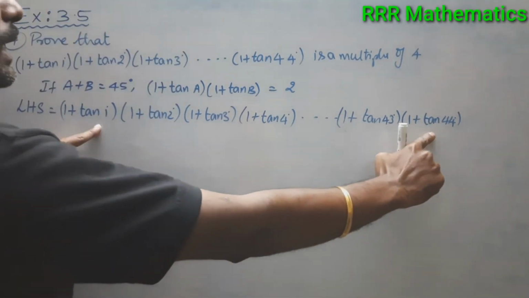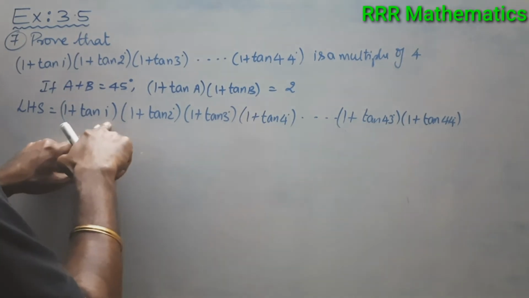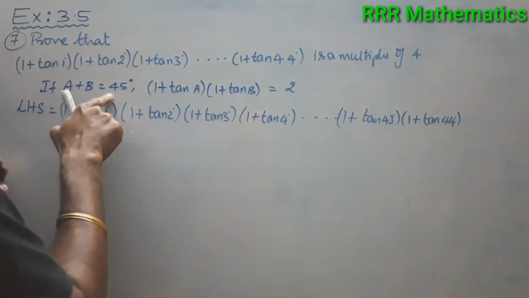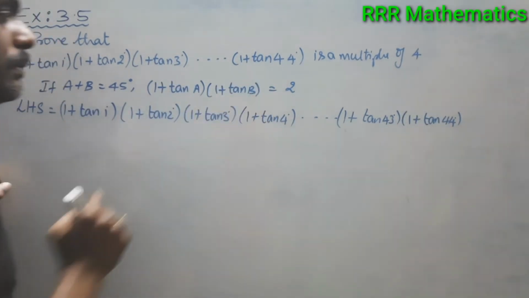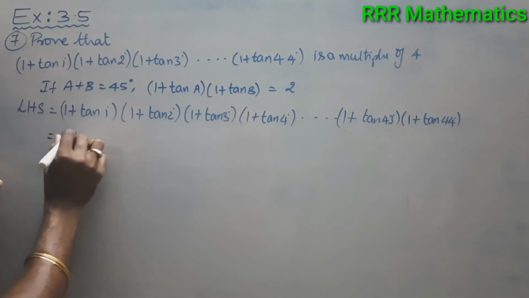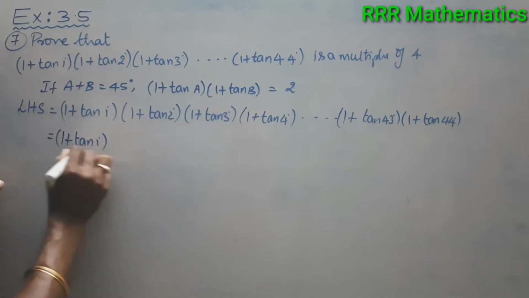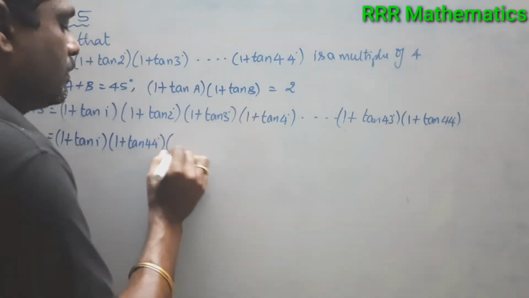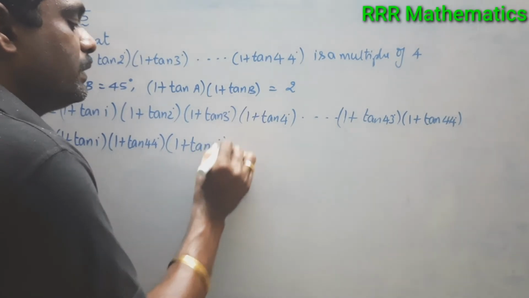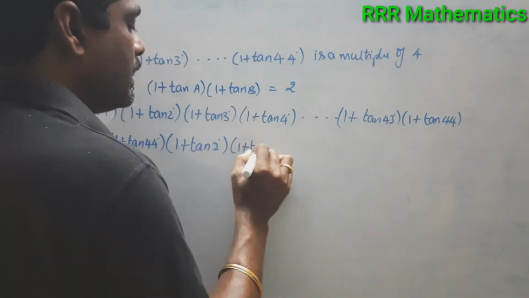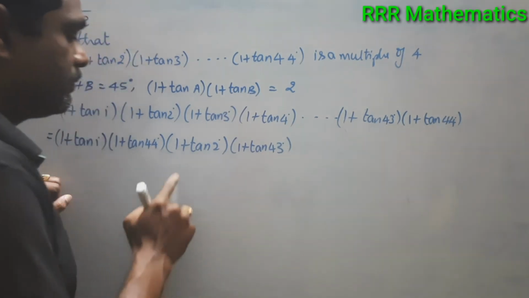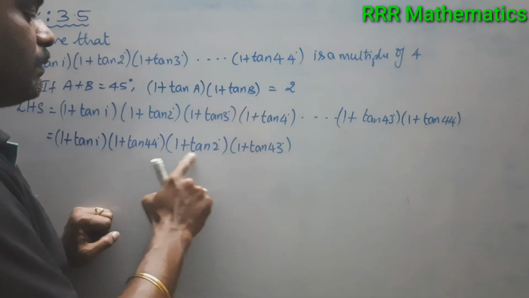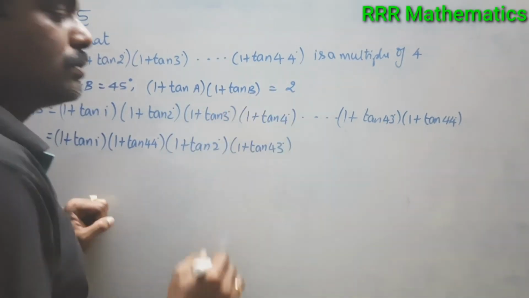See here, taking the first and last brackets, (1 plus tan 1 degree) into (1 plus tan 44 degree): 1 plus 44 is 45, so it gives the product as 2. So I'll rewrite this as (1 plus tan 1 degree) into (1 plus tan 44 degree). Then (1 plus tan 2 degree), take this one with (1 plus tan 43 degree), because 2 plus 43 gives 45. So I can write (1 plus tan a) into (1 plus tan b) as 2.